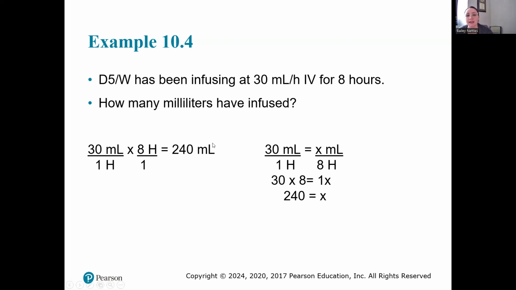So using my ratio and proportions, my milliliters have to equal. So I have 30 milliliters equals X amount of milliliters because I don't know how many. That's what my question's asking. 1 hour and I have my 8 hours. I plugged it all in correct, right? And then I cross multiply and divide. So 30 times 8 is 240.